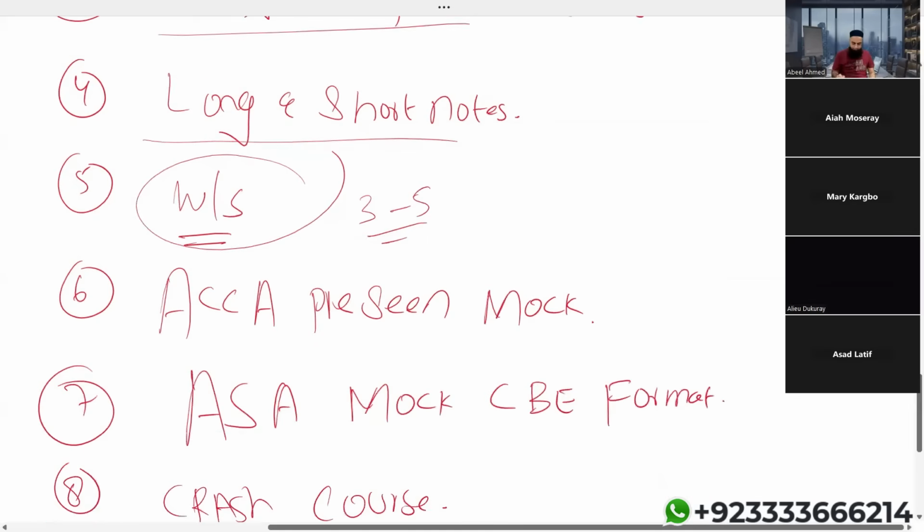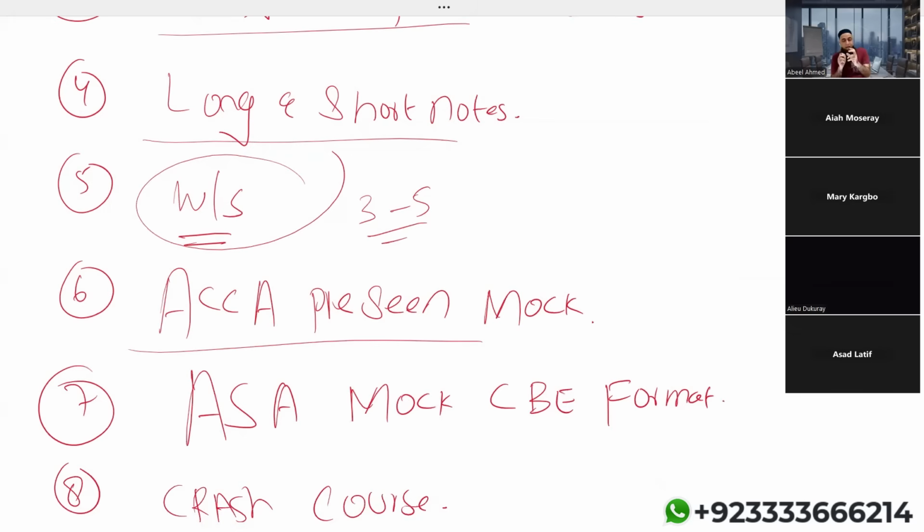Okay, next point. How to get the maximum benefit from the ACCA pre-seen mock? What should be that approach? What should be that strategy? I'm going to explain that to you.